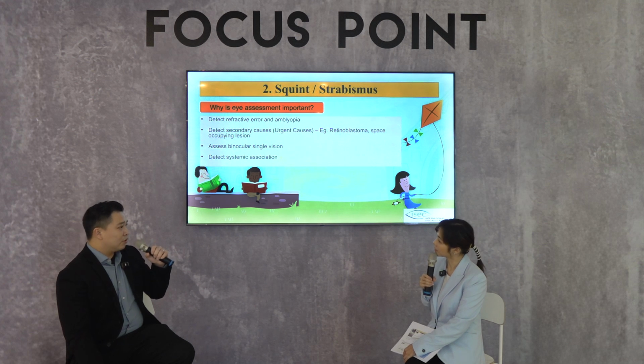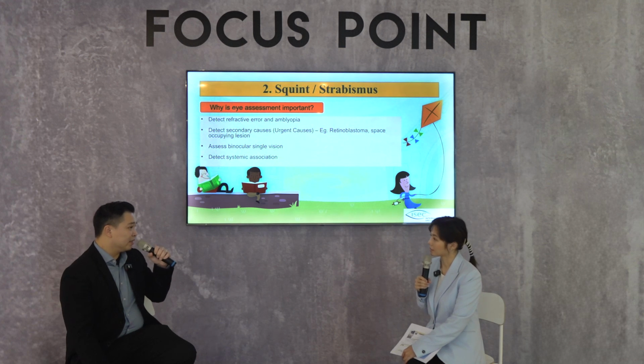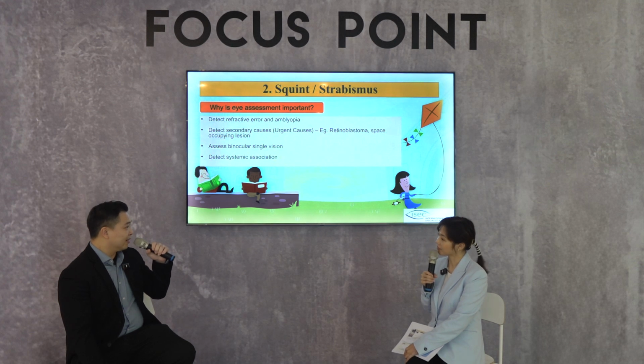By assessing the squint, we can also assess the binocular single vision, and therefore we can decide whether early treatment will help to preserve that, or whether they have already lost it and therefore do not require urgent treatment. So this will help in decision making on the timing of the treatment.